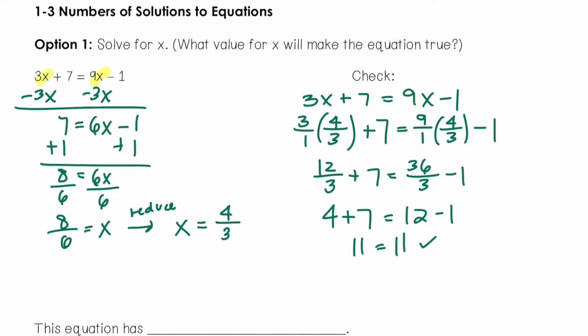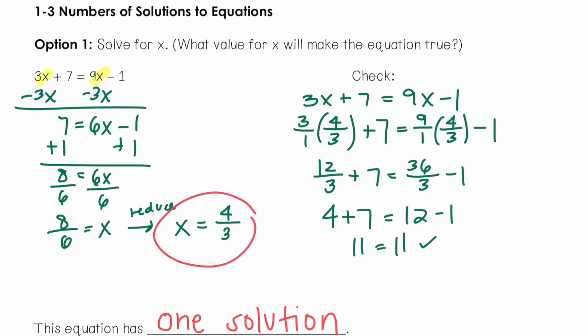So this answer that we got for x, 4/3, is the only value that will make the equation true when I plug it in for x. It will make the left side of the equation equal to the right side. So that tells us that this particular equation has only one solution. There's only one answer that will make this equation true, or that will satisfy this equation, and that is when x is equal to 4/3.